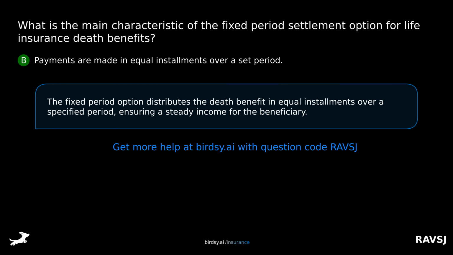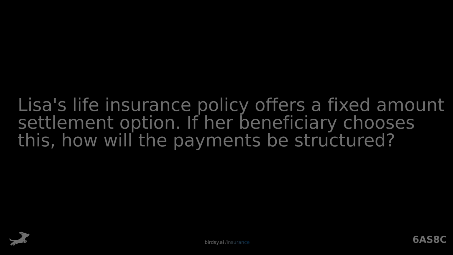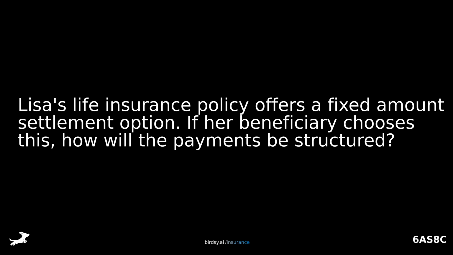The fixed period option distributes the death benefit in equal installments over a specified period, ensuring a steady income for the beneficiary. Lisa's life insurance policy offers a fixed amount settlement option. If her beneficiary chooses this, how will the payments be structured?